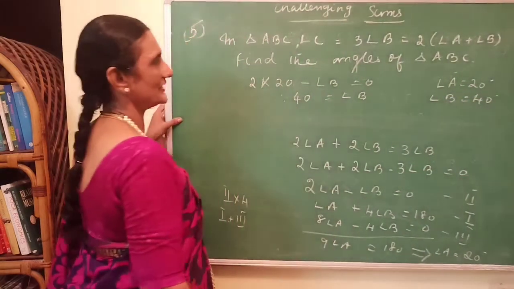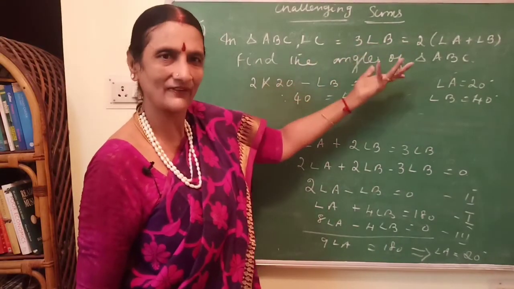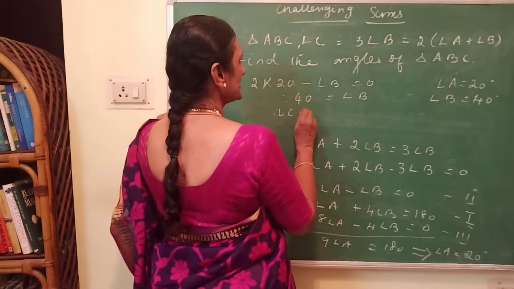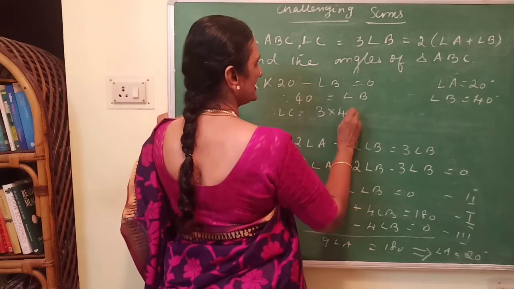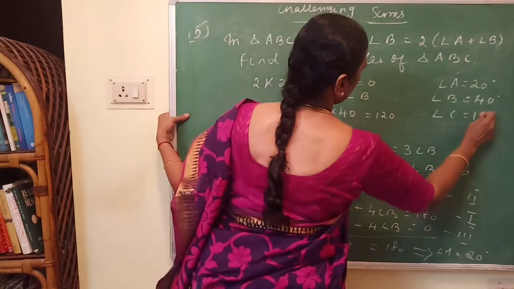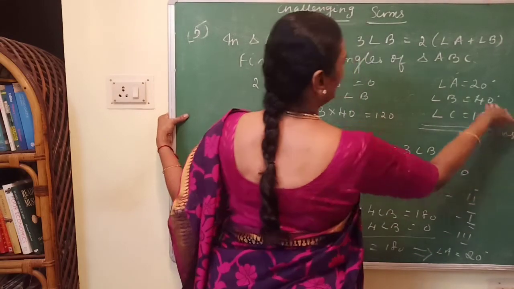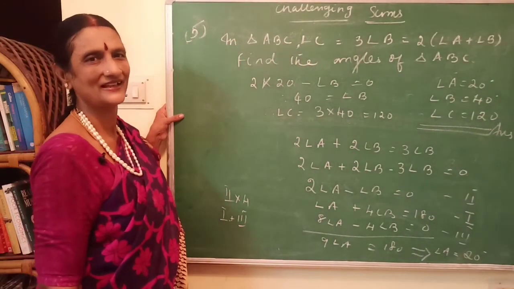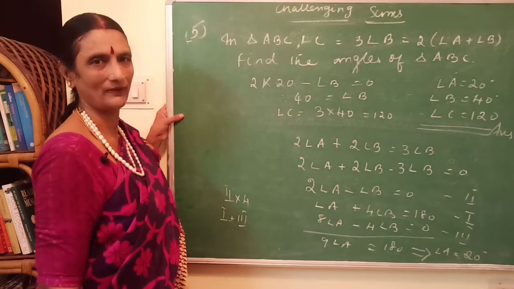Now, what is the question? Angle C is equal to 3 times angle B. That is given, so I can substitute here. Therefore, angle C is equal to 3 times angle B, which is 120 degrees. Therefore, angle C is equal to 120 degrees. This is your answer. Now add all the 3, you will get 180. That is the solution, or that is the answer to this problem.